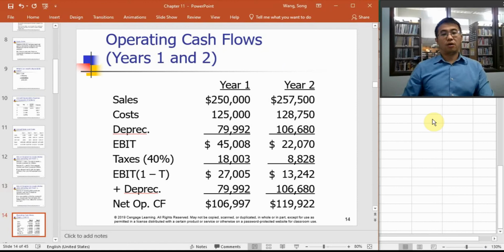Okay, and here would be the calculation of operating cash flows, which is a very important part. So let me move all of this to Excel.